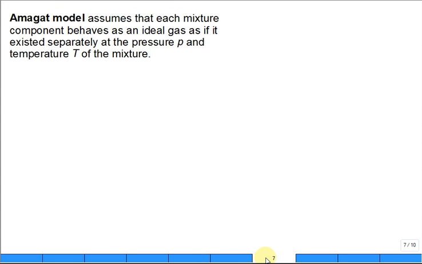Amagat's model. Well, we had Dalton's law of partial pressures. There's another one of partial volumes. Some people would call it Amagat, some people not. But it assumes that each mixture component behaves as an ideal gas, as if it existed separately at the same pressure and temperature. So the volumes are different. So think about this. If I have my volume here, and it's made up of, I don't know, nitrogen and oxygen. Try to color code them so you can see.